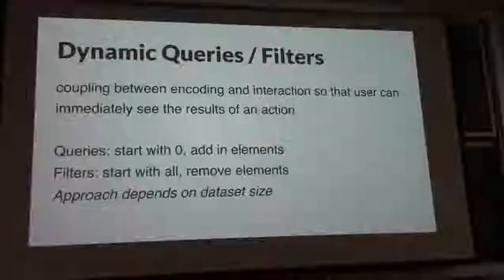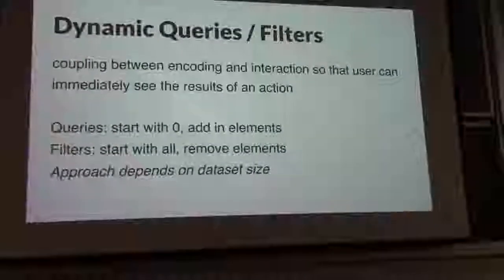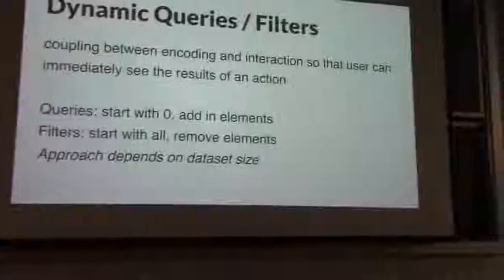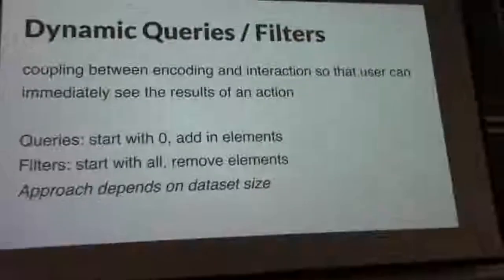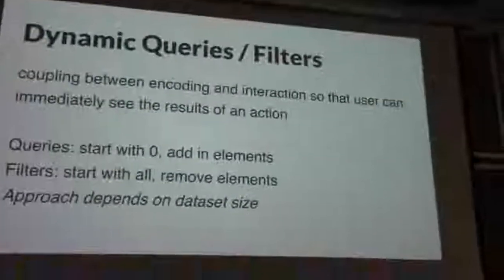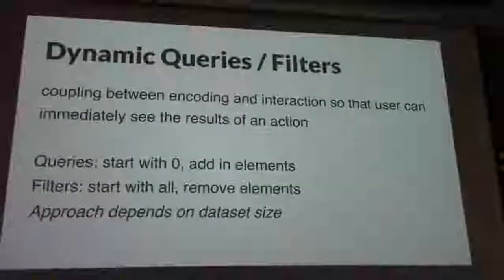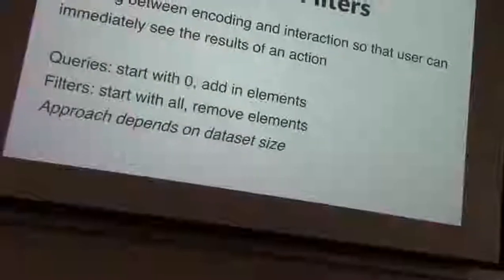We talked about dynamic queries and filtering when we talked about interactions, so I'm going to revisit this briefly here. Dynamic queries is when we couple the encoding and the interaction so that the user can immediately see the results of an action. It's like what I said earlier: with an arbitrary complex function, that's not very immediate, right? I have to write a function that is evaluated, and then some of the elements are removed. It's much more tangible if I have a slider on the axis of a parallel coordinates plot that directly removes elements.